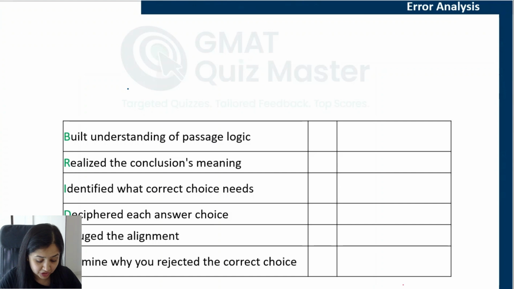Let's quickly update our bridge table. If your understanding of the passage logic was correct and complete, mark a tick here. And if you understood the conclusion properly, mark a tick here. If you faltered anywhere, if you missed something in the passage or the conclusion, or you misinterpreted something, mark a cross here and write down the exact reason here. Exactly what did you miss? Why did you miss it? With that, let's proceed to understanding what the correct answer choice should convey here.